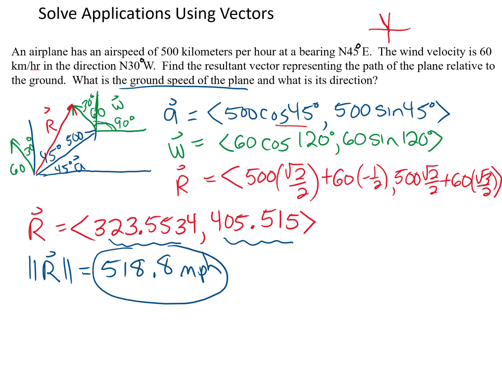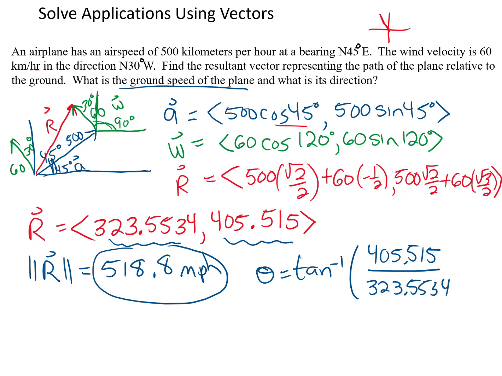Now we are ready to find out this angle for the resultant vector. And so that angle is going to be tan inverse of our y value, which was the 405.515, over our x value, which was the 323.5534. And it looks like we get, to 1 decimal place, 51.4 degrees. Now that's actually, I shouldn't have circled that. That's not our answer, because that would be this angle.